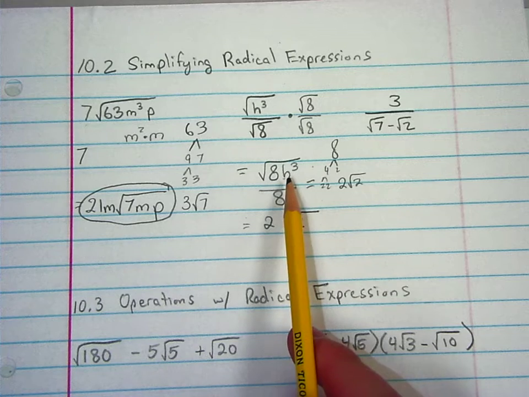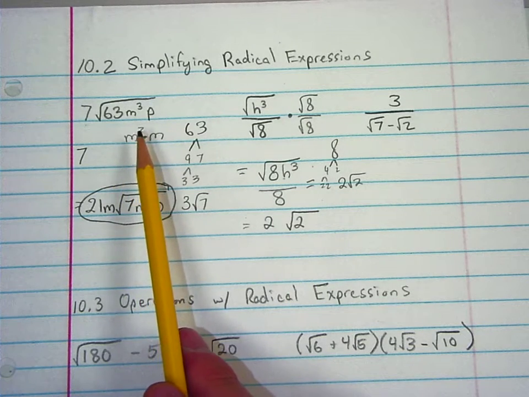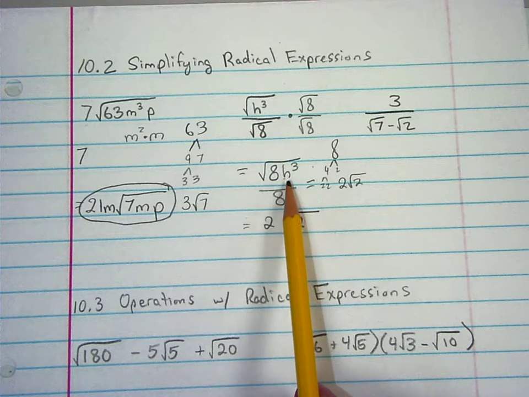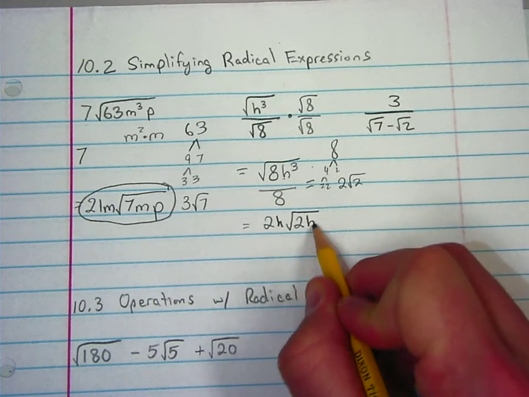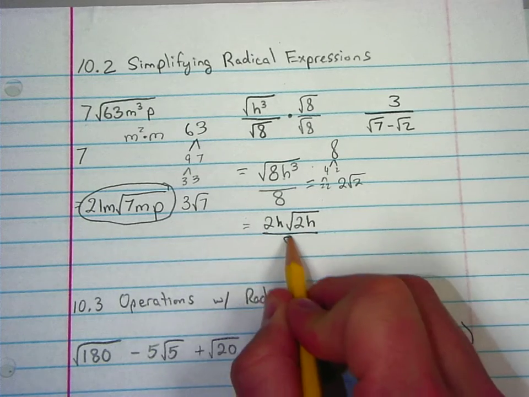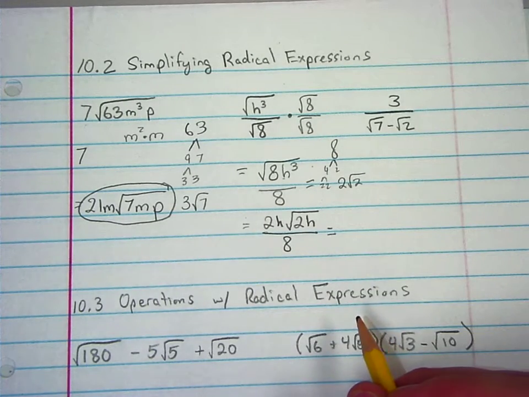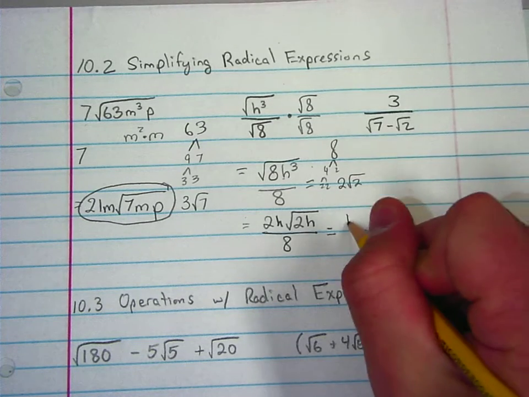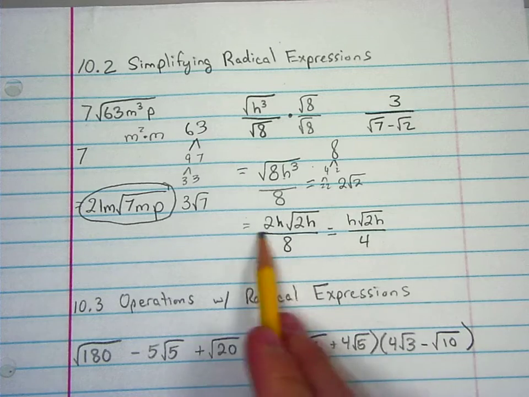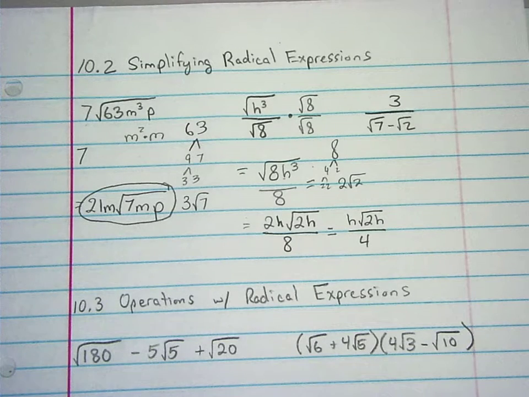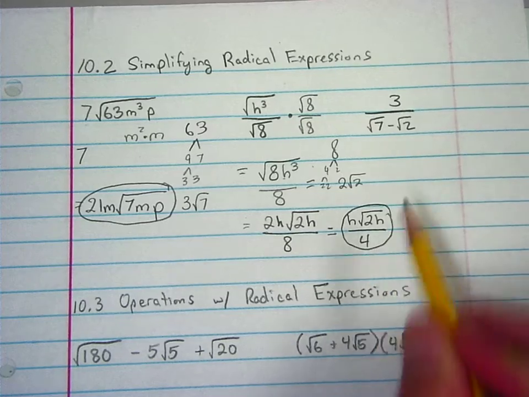And then h cubed can be simplified as well. Same thing as what happened with the m's, m squared times m. Here you could have h squared times h, so you can pull out an h and leave an h there, all over 8. And again, you could simplify a little more. You get h times the square root of 2h over 4, because the 2 reduces with the 8. So this is going to end up being your final answer.